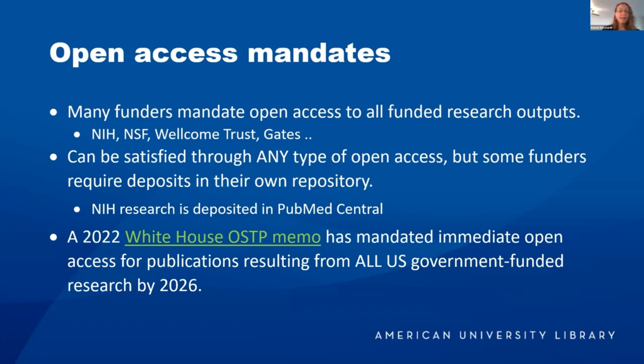So if you think back to that list of diamond, gold, hybrid, bronze, green, they don't really prefer one over the other. So they're not telling you you have to publish in an open access journal. They're not saying you have to pay the open access fee to make your information available. By and large, going through a repository will satisfy an open access mandate. And it is often the easiest way and the most cost efficient way to satisfy an open access mandate.